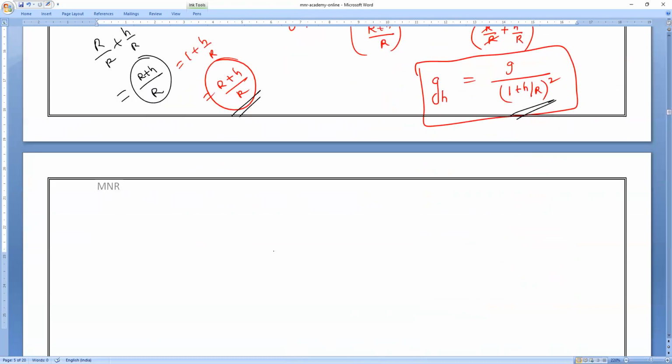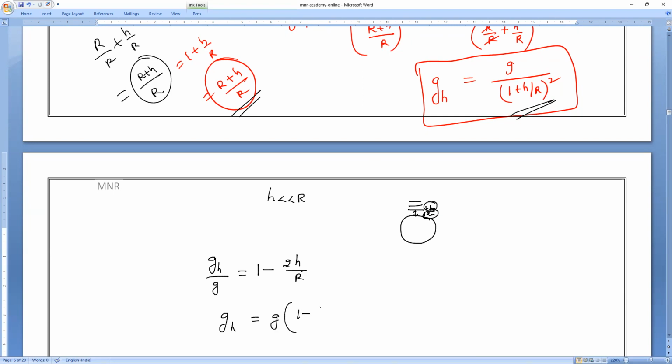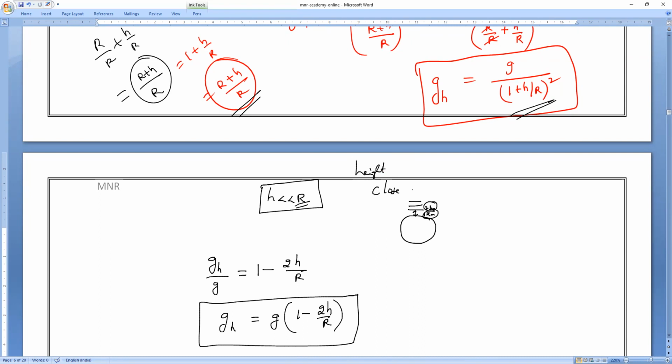Now, if the H value is very, very small, suppose this is the surface, and you are calculating the G value at extremely low heights, like 1 kilometer, 2 kilometers, a very small distance, keep in mind GH by G is approximately equal to 1 minus 2H by R. So GH is equal to G into 1 minus 2H by R. You have to use this formula when H is much less than R. When the height is very close to the surface of the earth, this is the formula you have to use. Please note it.